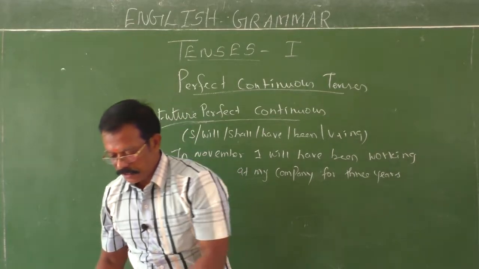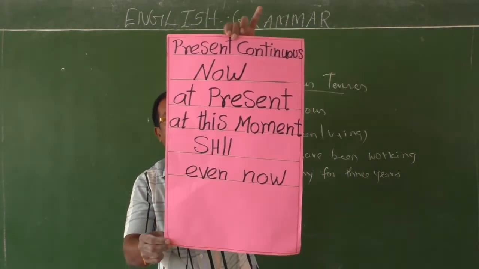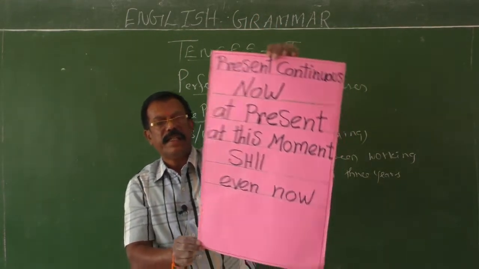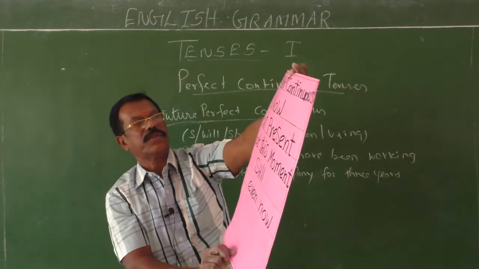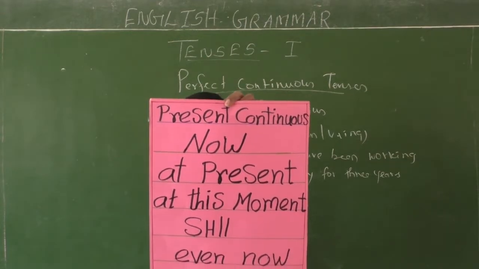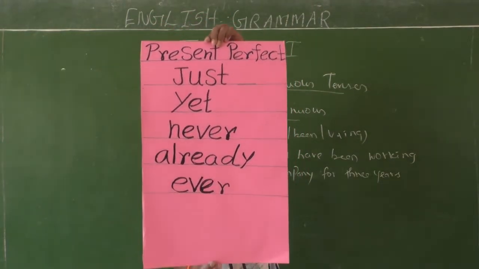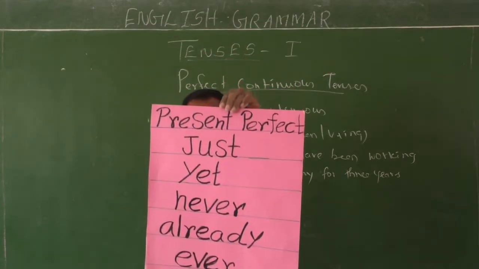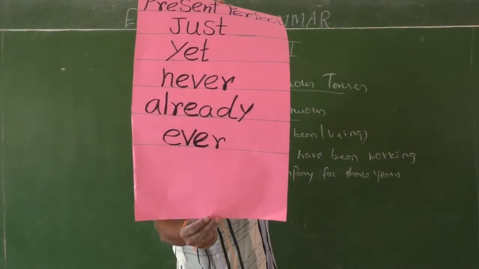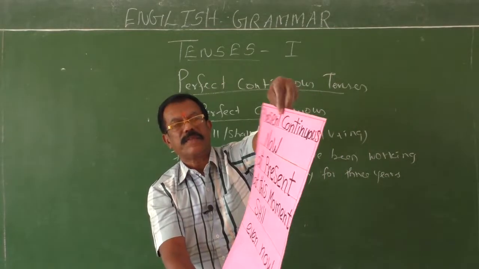Okay, children. Next, present continuous tense. Now the keywords: now, at present, at this moment, still, even now. These keywords are associated with the present continuous tense. So you can use all these keywords to refer to present continuous tenses. And then present perfect. See the keywords here associated with the present perfect: just, yet, never, already, ever. So these keywords are associated with the present perfect tense.